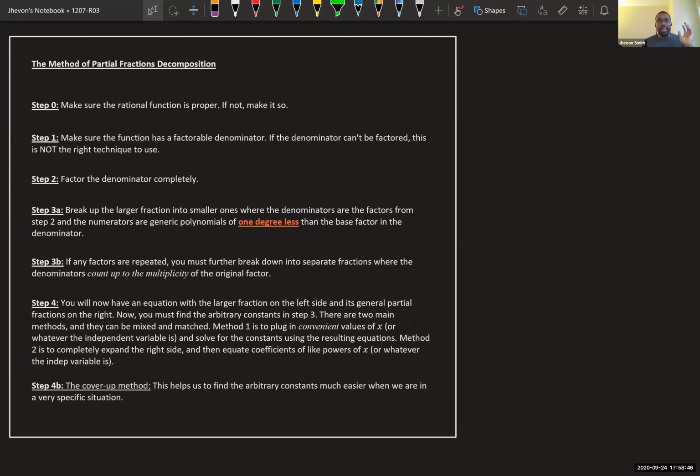Step 3 also has a part B, a modification based on certain situations. If you have a repeated factor, you have to deal with that very specially. Step 4 is that you're not going to know the exact form of the numerator right off the bat, so you might have to do some process of solving for the numerator. And 4B is a modification on step 4 as well. But once you go through this process, you'll have found the partial fractions. Like I said, I'm going to go through each step individually so you understand.